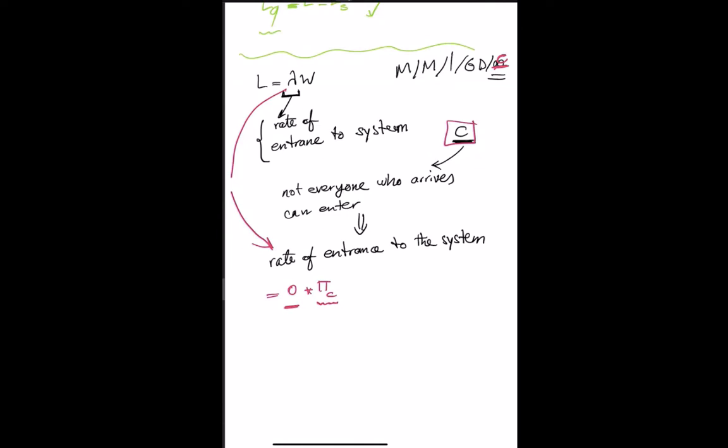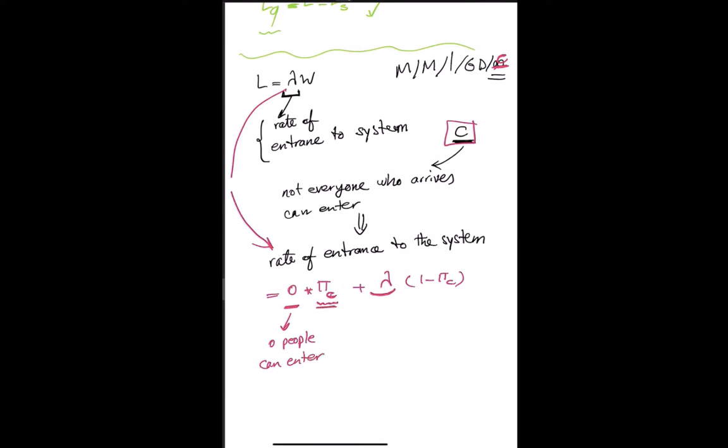Okay? And if the system is not full, which is 1 minus pi C, anything other than pi C, then the rate of entrance to the system is lambda. Anyone who arrives potentially can enter the system. Okay, so if there are C people in the system, 0 people can enter. The rate of entrance is 0 if there are C people in the system already.